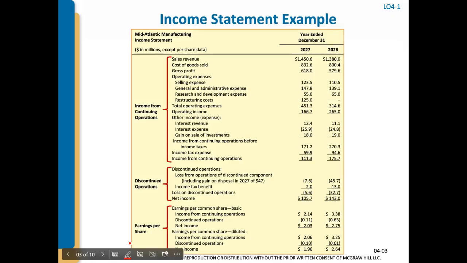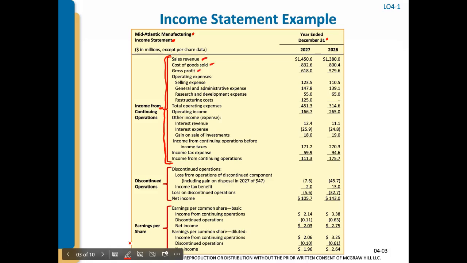Here we have an example of a typical income statement, where you see the company's name, the name of the financial statement you're looking at, and the time period that the income statement is covering. In this example, for the entire year ended December 31. Typically, when you see financials, you'll see at least 2 years worth of income statement information, the current year and the prior year.